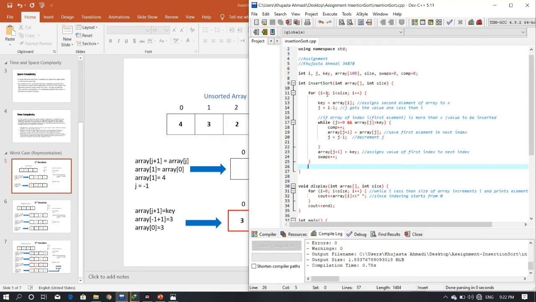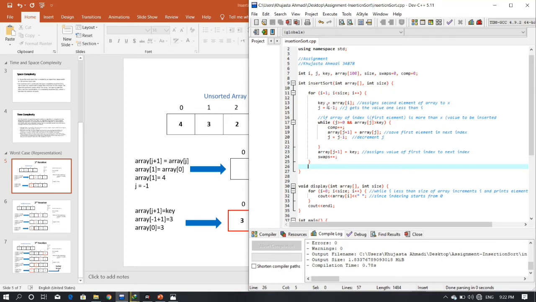So the for loop begins with i equals 1, which is the second index, and then it assigns that index to key, and j's value is given as i minus 1. So whatever i is, j is just one number less than i, and then it checks if j is more than 0, and array of j, which is array of 0, is more than key, which is the second element.